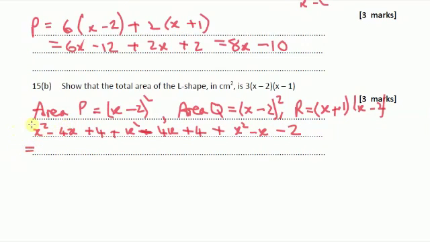Now bring all our like terms together. x squared and x squared and x squared is 3x squared. Minus 4x minus 4x minus x is minus 9x. Now we look at the constants. 4 plus 4 is 8. 8 minus 2 is 6.